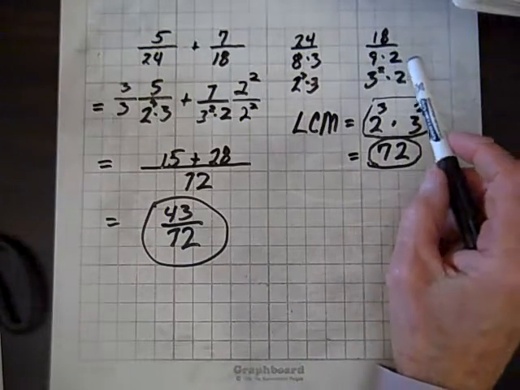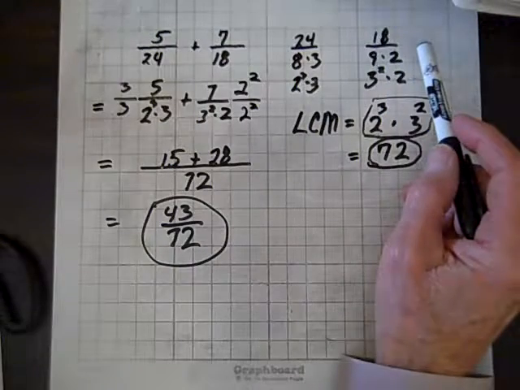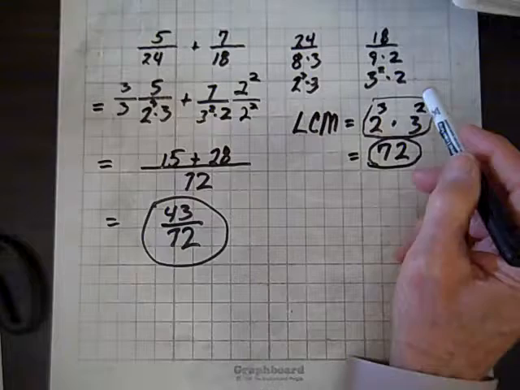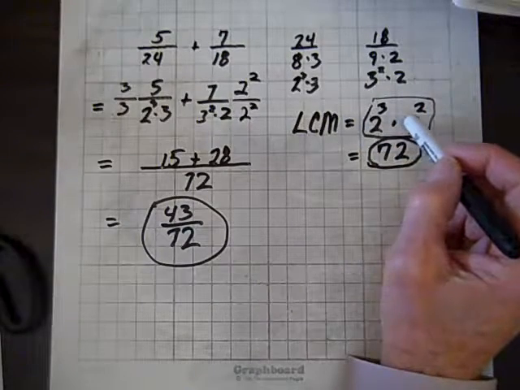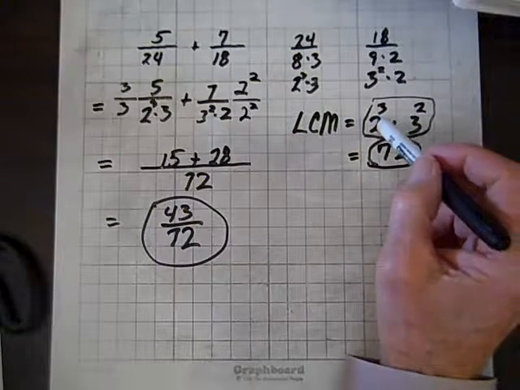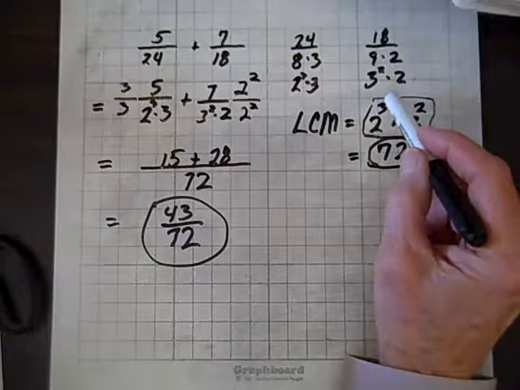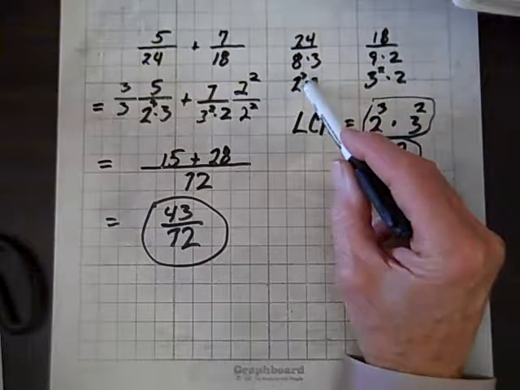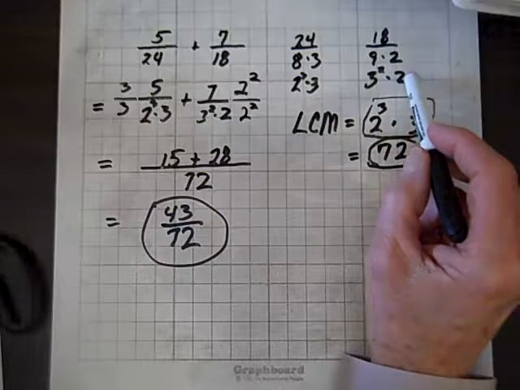So the takeaway is, how do you find the least common multiple, which is the least common denominator? You write down the denominators, do the prime factorization on each, and find the product of the bases and attach to each base the largest exponent that occurs in any of the factors.